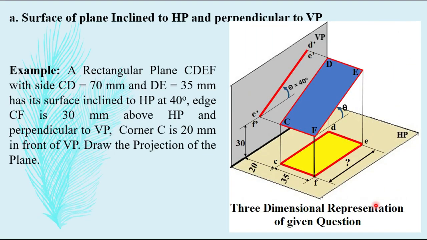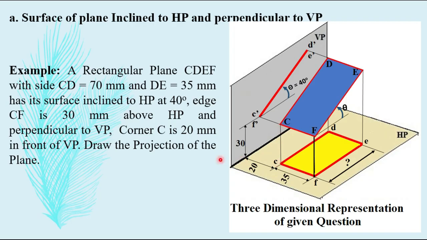A rectangle plane CDEF is given to us. CD equals 70 mm and DE equals 35. So this is 70 and this is 35. It has its surface inclined to HP at 40 degrees. So this surface is inclined here, theta, which is 40 degrees, which will be seen in front view here. CF is 30 mm above HP and perpendicular to VP. So this is CF, this is perpendicular to VP and it is 30 mm above. Also the corner C is 20 mm in front of VP. So this is the corner C and it is 20 mm in front of VP.